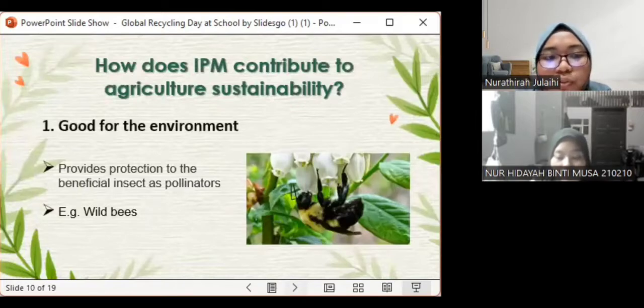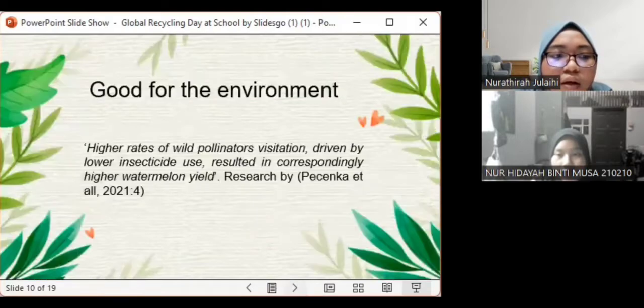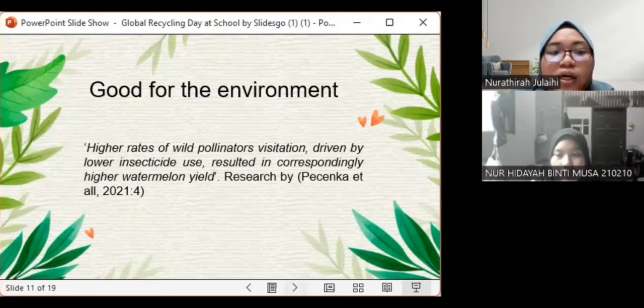How does IPM contribute to agricultural sustainability? IPM can be good for the environment because it can provide protection to beneficial insects such as pollinators, such as wild bees. Next. The research by Pasenka in 2021, page 4, showed that the higher rate of wild pollinator visitation driven by lower insecticide use resulted in correspondingly higher watermelon yield.